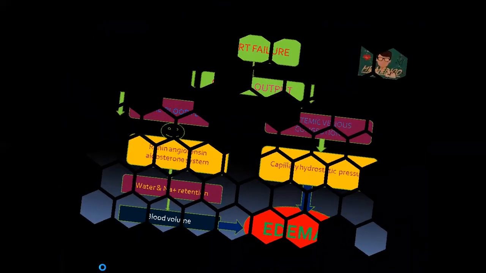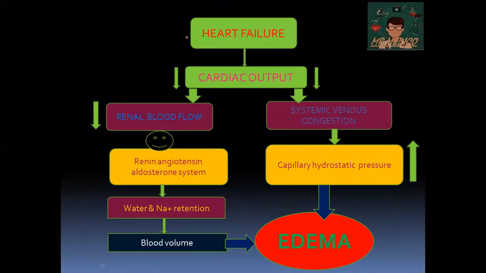For example, when there is heart failure, obviously the cardiac output is reduced, due to which the renal blood flow also decreases. When there is a decrease in renal blood flow, it stimulates the renin-angiotensin-aldosterone system. The renin-angiotensin-aldosterone system causes water and sodium retention. Due to water and sodium retention, there will be an increase in blood volume. When the blood volume gets increased, there will be a condition known as edema.